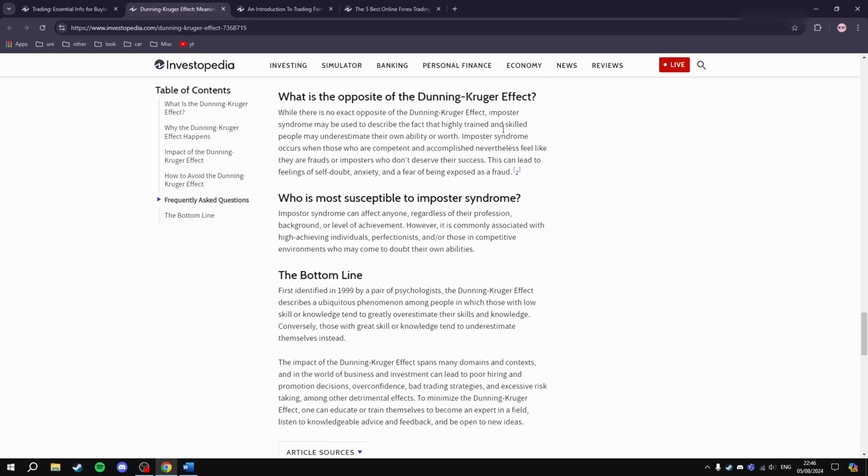What's the opposite of Dunning-Kruger effects? While there is no exact opposite to Dunning-Kruger effects, imposter syndrome may be used to describe the fact that highly trained and skilled people may underestimate their own ability or worth. Imposter syndrome occurs when those who are competent and accomplished nevertheless feel like they're frauds or imposters who don't deserve their success. This can lead to feelings of self-doubt, anxiety, and fear of being exposed as a fraud.